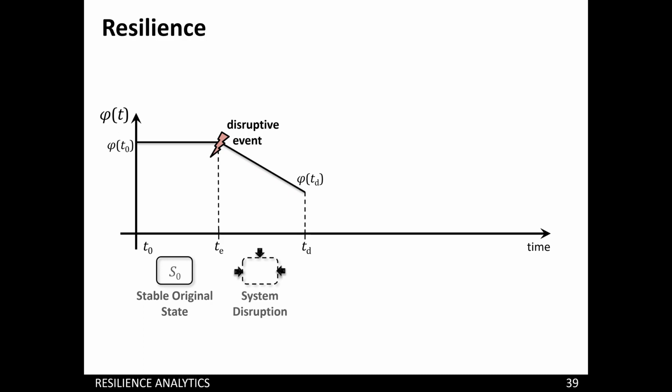So we experience a system disruption during that time. So in my work, I tend to refer to that as vulnerability. Okay, how vulnerable is the network? How much is the performance of that network disrupted after a disruptive event? Okay.